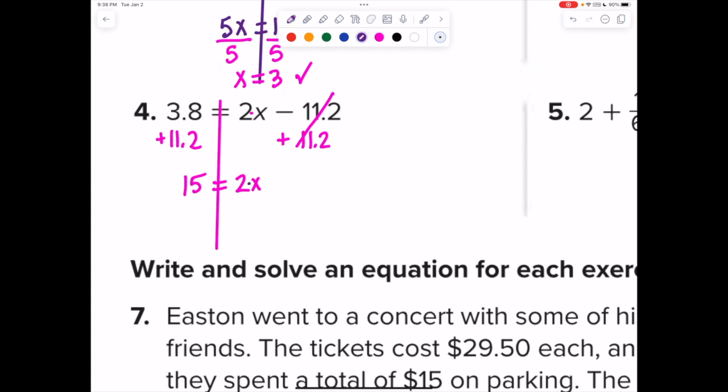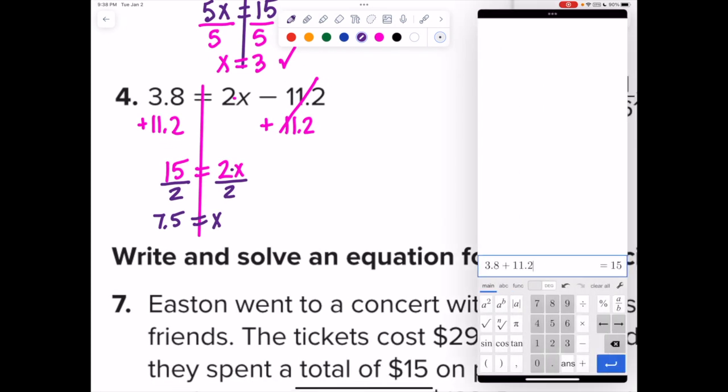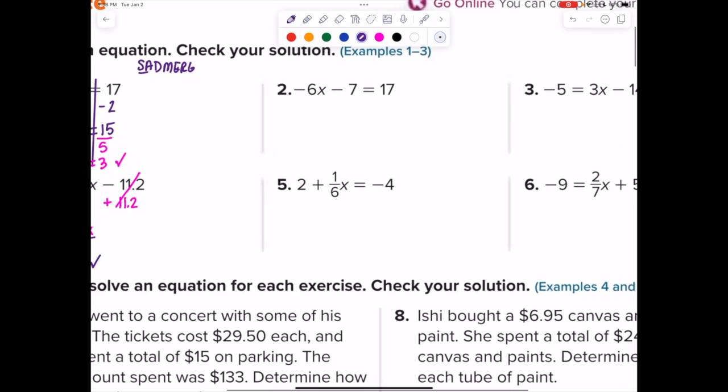Now we have 2 times x, so divide 2 on both sides. And we have x equals, and that'll be 7.5. Okay, so double check and make sure it works, especially with this one. So we need this to equal 3.8. So I'm going to hit clear, and I'm going to do 2 times 7.5 minus the 11.2. Yep, and it equals 3.8. So we checked it, and we're good. All right, let's go ahead and do number 5 together.